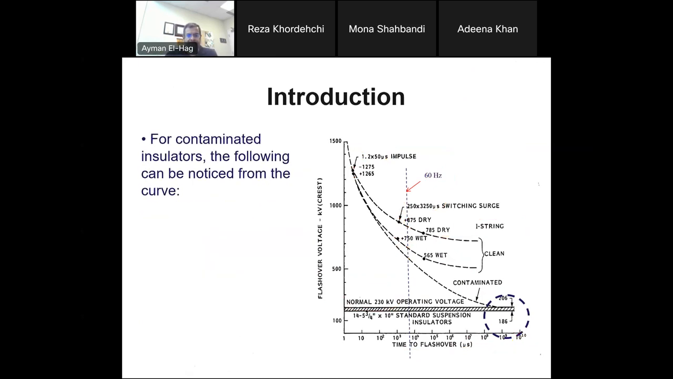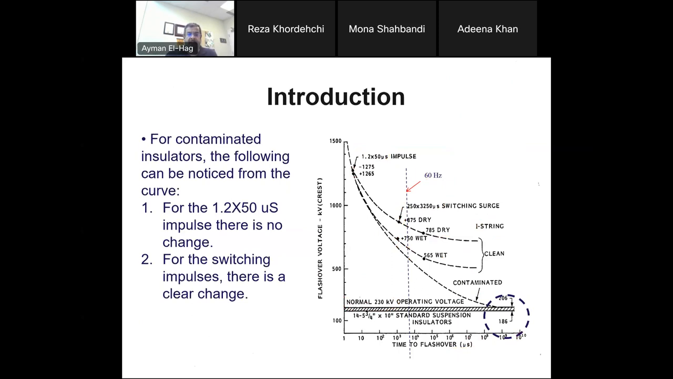Yeah. So as I said here, for the 1.2 by 50 microsecond impulse, there is no change in the flashover between the contamination, the wet, and the dry. For switching, there is a clear change, and the main drop is happening for the 50-60 hertz range.